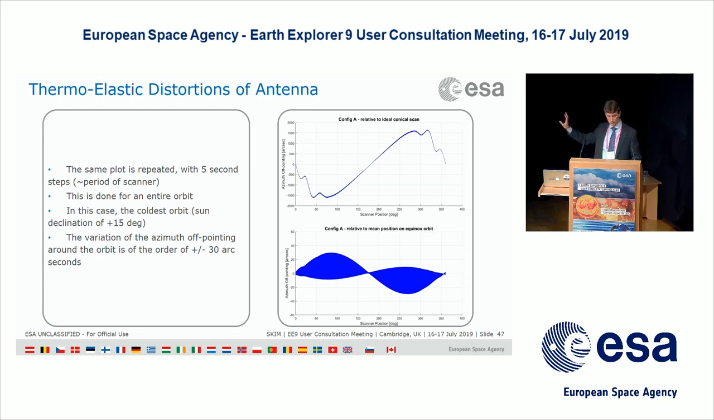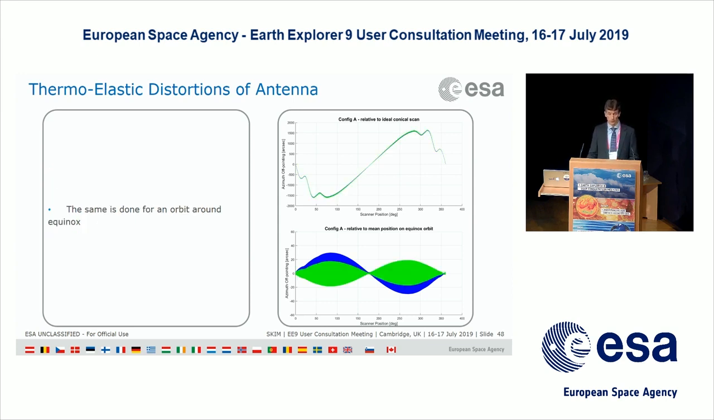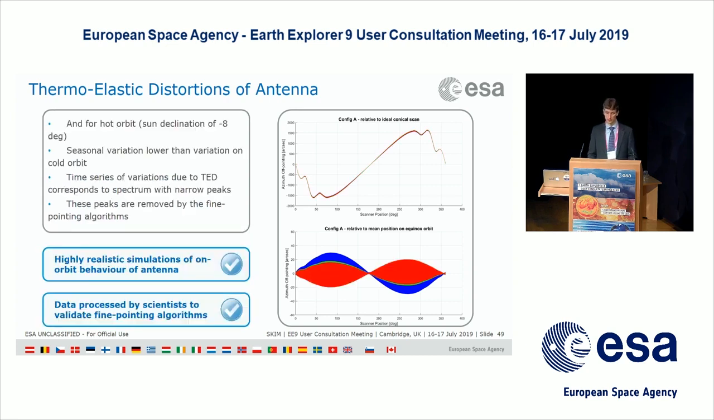It's the same data as the one on the top, but it is relative to an on-orbit mean. And what that plot tells you is that due to thermoelastic distortions, we get around plus minus 30 arc seconds of deviation in the azimuth angle. We can now do the same for the equinox orbit and the hot orbit, and we see that the long-term variation is of the same order as the variation that we would get on one single orbit.